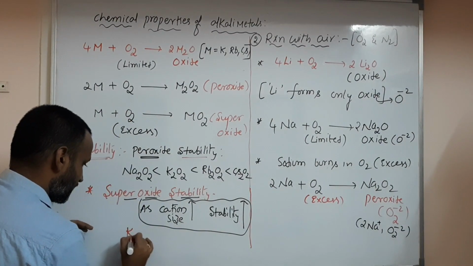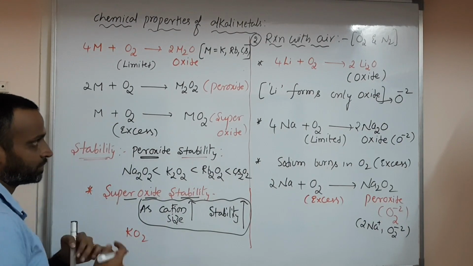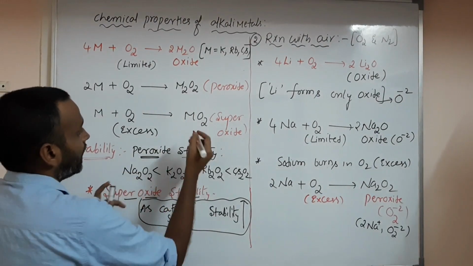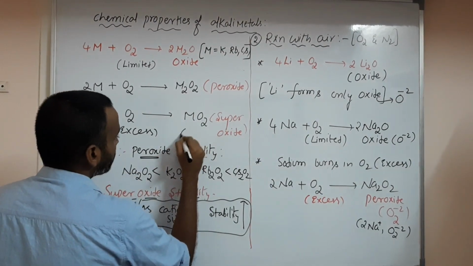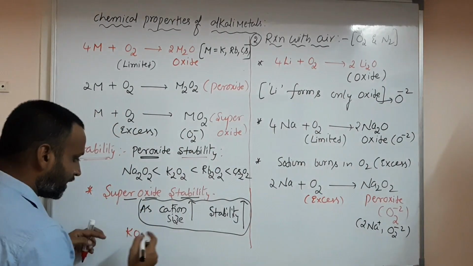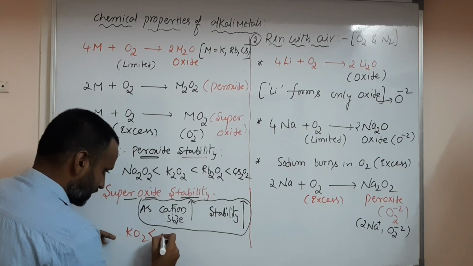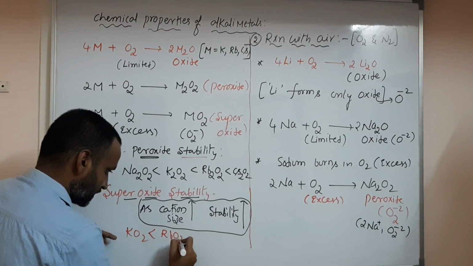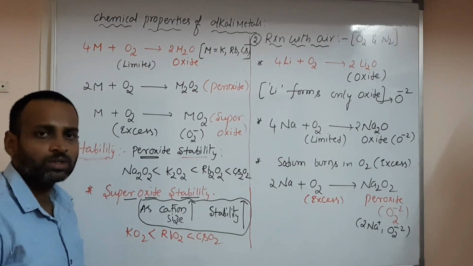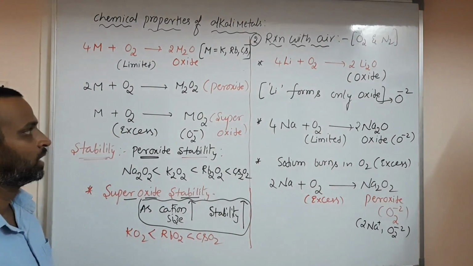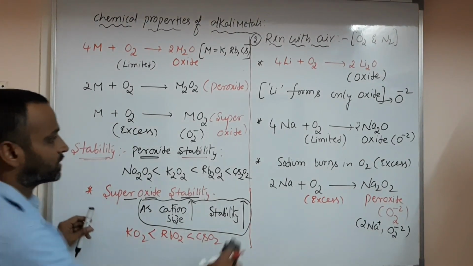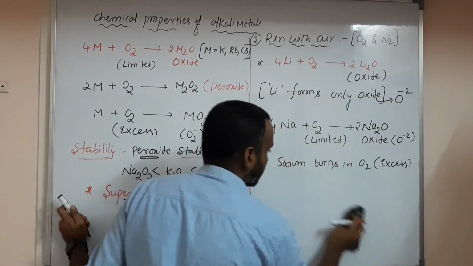As I said, KO2 only I can write. Why KO2? Understood? Peroxide and superoxide, what is the oxygen charge? I forgot to write here: O2 minus. So KO2 is less than RbO2, which is less than CsO2. So superoxide stability also increases as going down. This is very, very important. Please write down all these things. Maybe you have already written this.